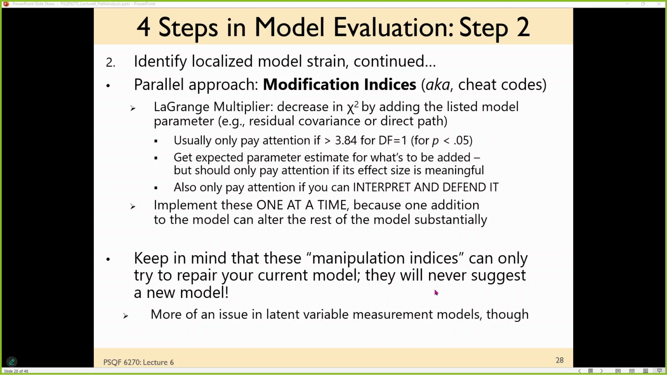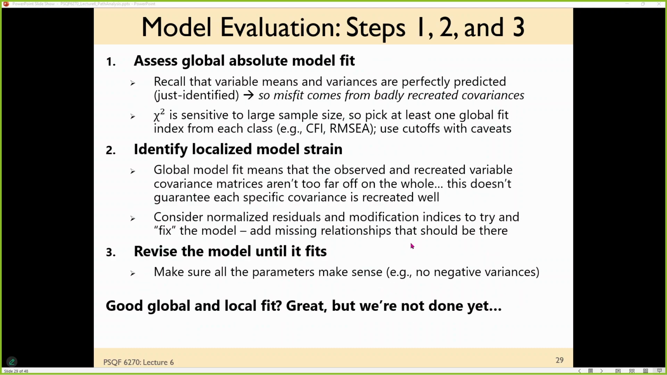The problem with these, though, is that they will never suggest a different kind of model. They will only give you Band-Aids to repair the one that you have. And this is a bigger issue in latent variable measurement models than in path analysis, though. So, reviewing the steps then, absolute fit, we want that to be good. Figure out why it's not good if we can, and then revise the model until it fits. We have to have decent fit before we can make sense of the results. But then we're not done.